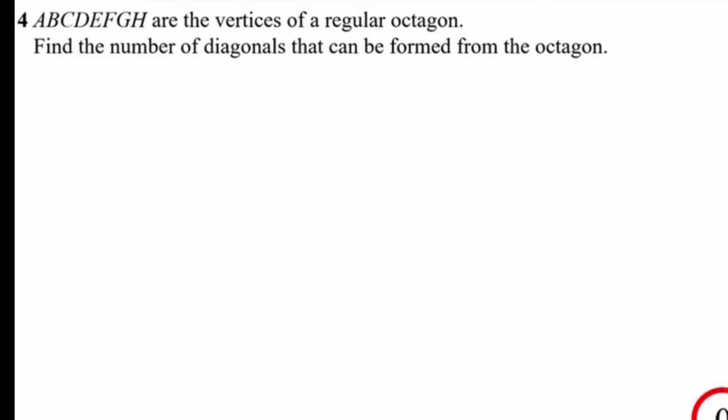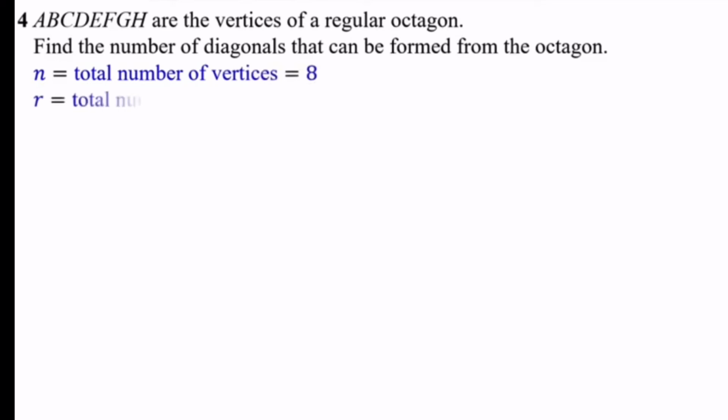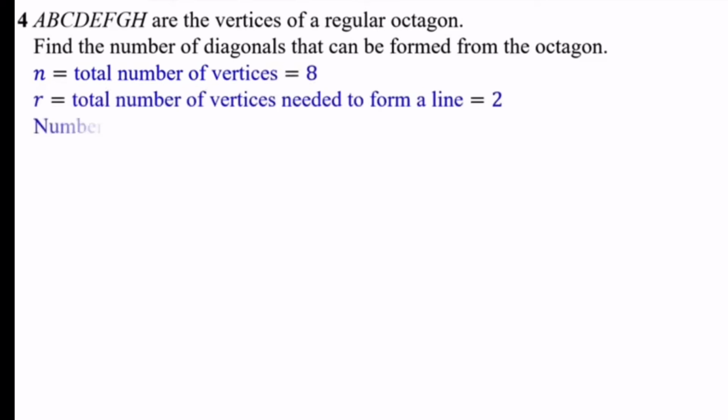Okay, so let's see. We have the octagon. So that means we have how many vertices? Octagon means that we have n, which is the total number of vertices, and of course n is equal to 8 because of the octagon. Now, based on the 8 vertices, if we want to form the diagonals, the total number of vertices needed is just 2, because a diagonal is a straight line, isn't it? In order to draw a straight line, we just need 2 points, 2 vertices.